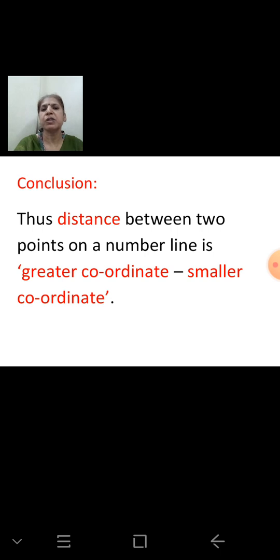Thus distance between 2 points on a number line is, that is the answer, that is the formula which we have used, greater coordinate minus smaller coordinate. So this way you are going to do this Geometry Practical 1. Write the aim and the materials required, procedure is mentioned, follow that procedure, complete the observation table, write the conclusion. Do this practical on assignment sheet and submit it when school will reopen.